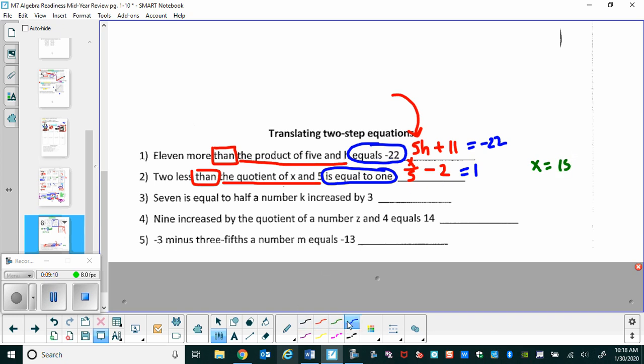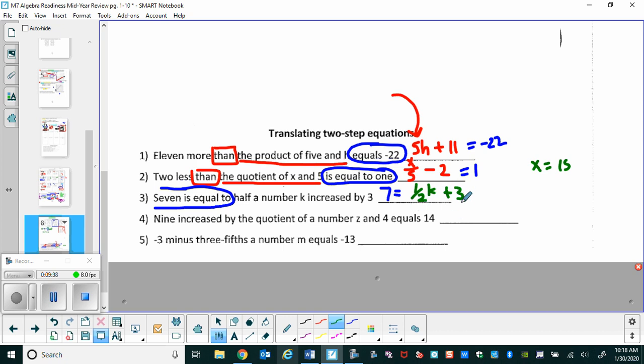All right, for number 3. We've got that 7 is equal to, so that part we're going to translate first. We've got 7 is equal to, and then we have half a number k increased by 3. So you've got half of your k, and that's going to get increased by 3. So half is the coefficient of k, then increased by 3 for the constant.